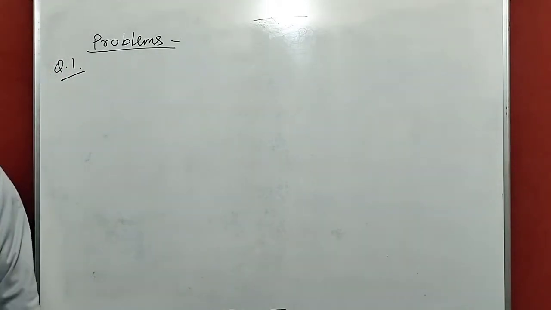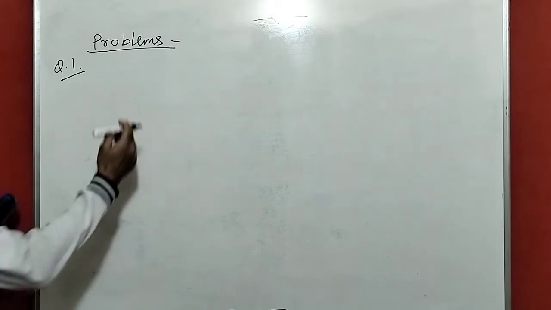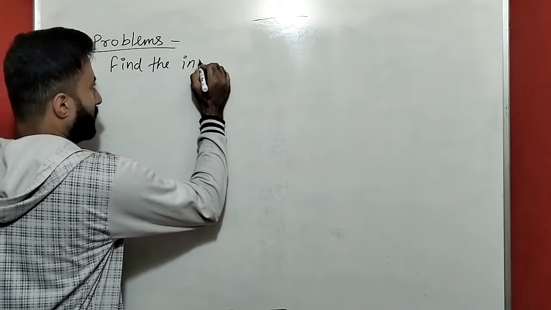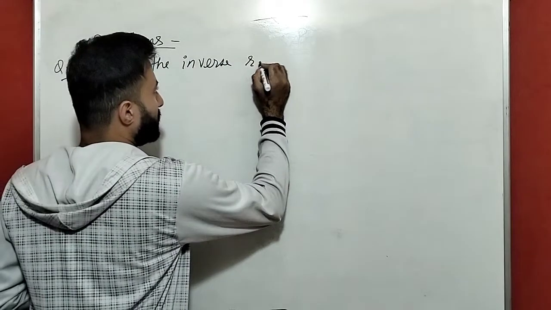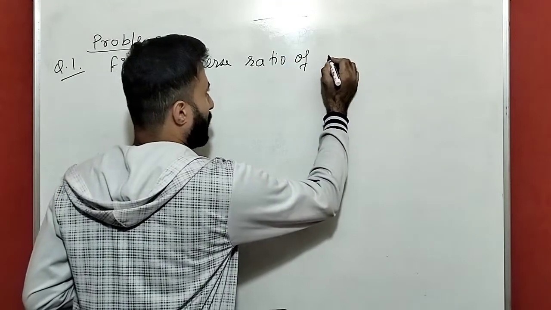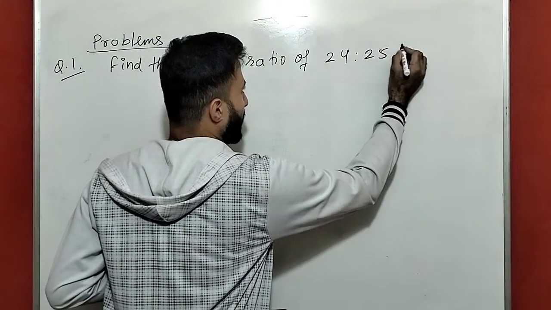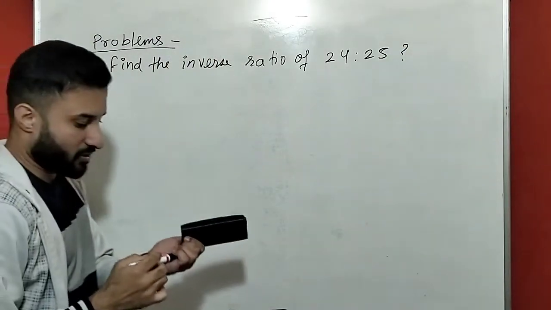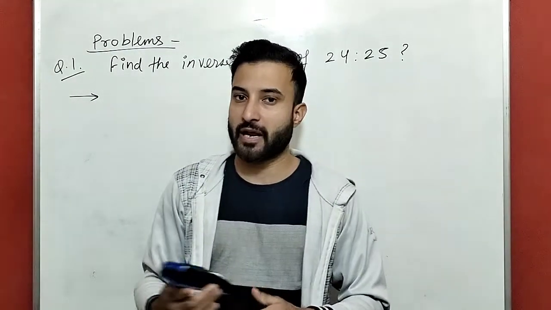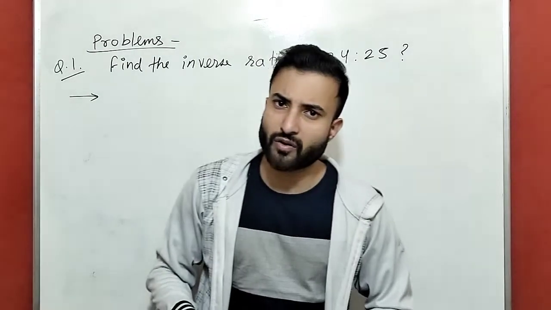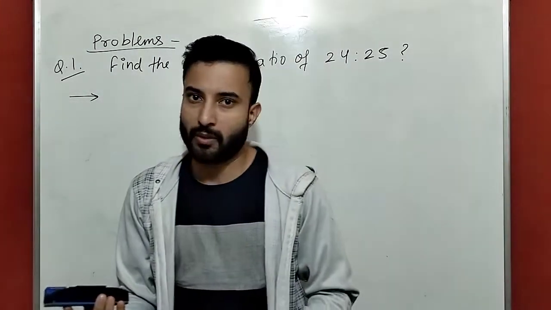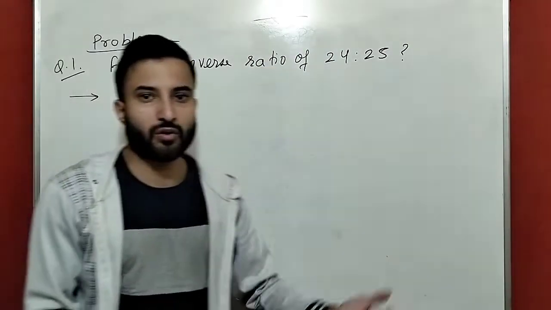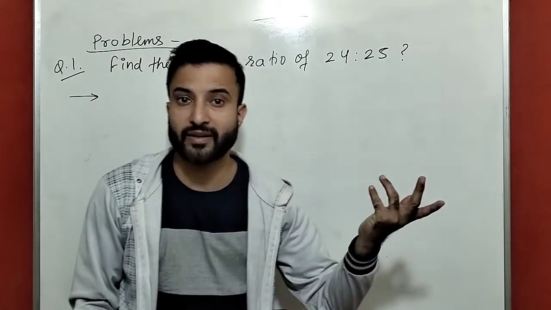So question number one is: find the inverse ratio of 24:25. Guys, you would normally have four options, but here I am not giving you the options, because wherever we require options we will use them, but here we cannot do it with the help of options. You have to know how to find the inverse ratio.